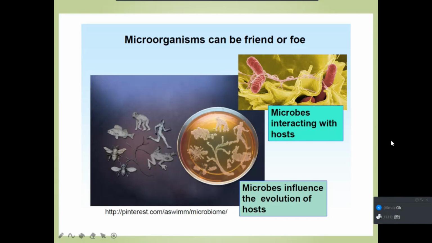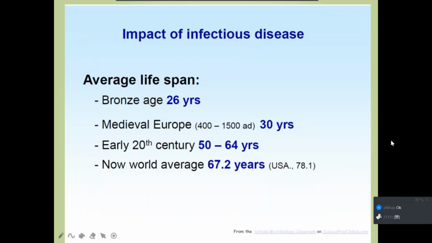And they are also influencing the evolution of the host, like the evolution of human and of every species in the world. And most of them are friends. Microorganisms are friends to us. And some of them, a very small part of them, can cause disease in humans. So we call them foes, enemies. For the rest of the time we'll talk a little bit about infectious disease, the impact of infectious disease on humans.